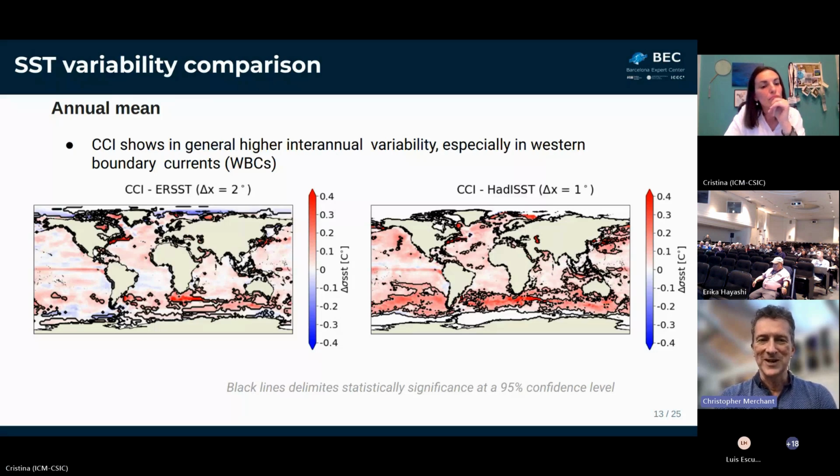Or it could be other effects that are unique to Western boundary currents. I'm not particularly sure that I buy the cold core eddy thing, because we've looked at that over the years and haven't found that before, unless that's emerged in the new CCI version. I don't know.